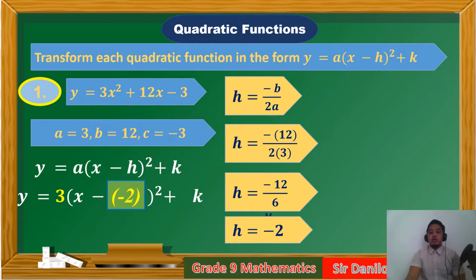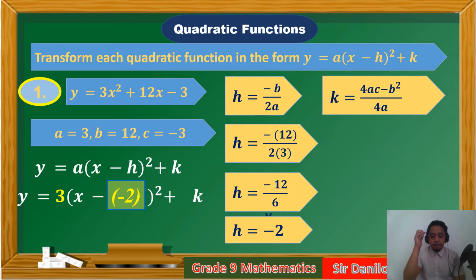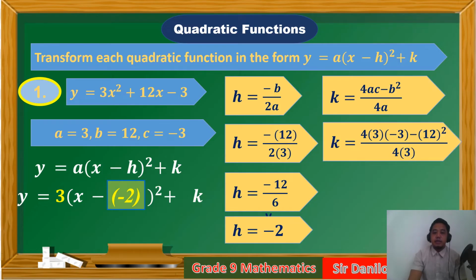Then, let's have the value of k. K, we have k is equal to 4ac minus b squared all over 4a. So, ang k natin naman, ganun din, substitute lang natin yung value ng ating ABC. So, we have 4. A natin here is 3. Okay. Then C is negative 3. Then B is 12. Then A is 3. So, yan yung ating substitution na ginamit, no? Then, evaluate na natin yan.